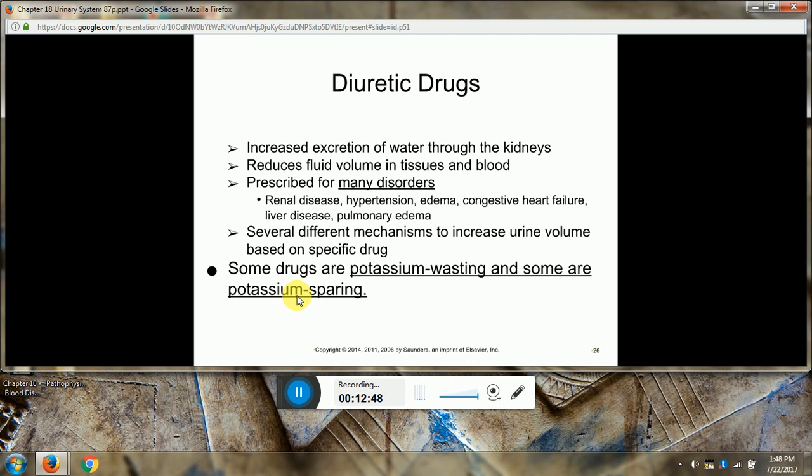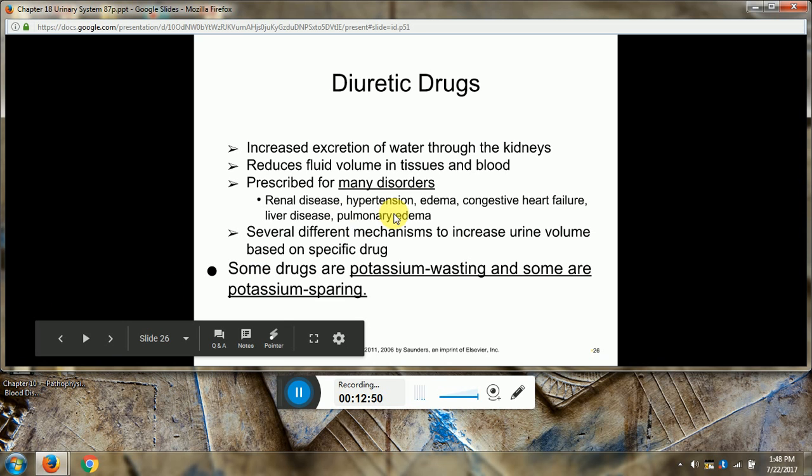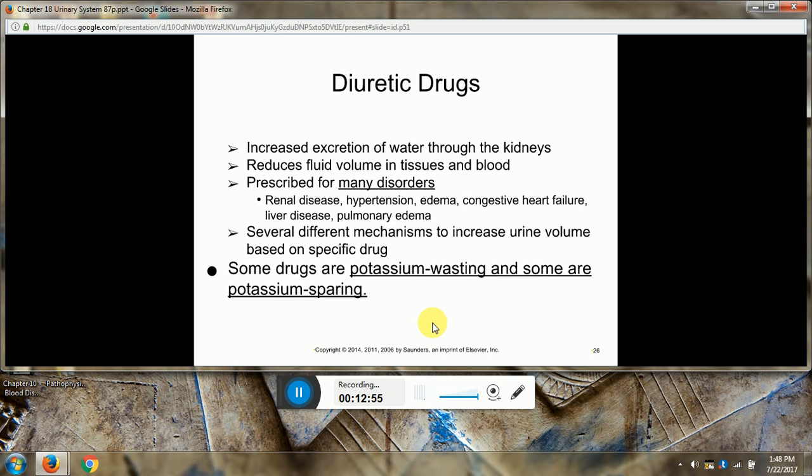Okay, and diuretics are prescribed for lots of disorders, not just kidney diseases. They're prescribed mainly for hypertension, congestive heart failure, pulmonary edema, liver diseases. So there's a wide range of diseases where diuretics can be used. Most diuretics are what is known as potassium wasting, meaning that not only do they dump sodium and water into the urine, they also dump potassium, and the body loses the potassium. Sometimes that leads to people cramping when they use diuretics.